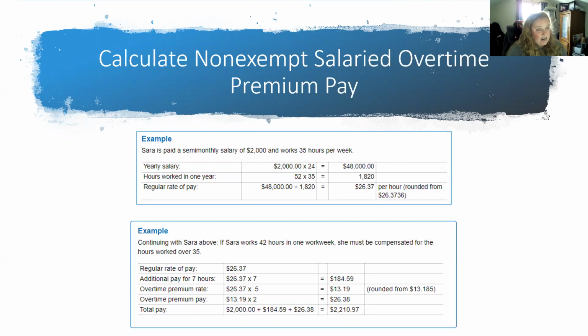And I will tell you right now, when I took the CPP exam, they did this to me. Right, right. So this is a good example. Yeah, this is a good example.